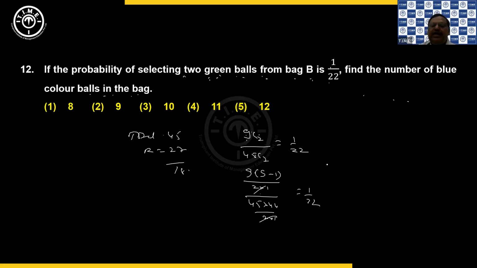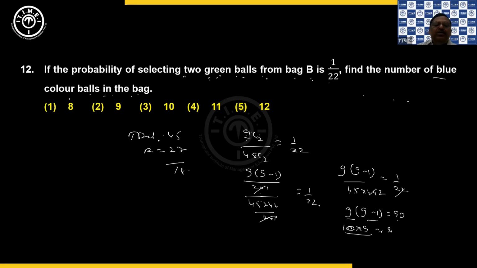You know, 2 into 1, 2 into 1 gets cancelled. G into G minus 1 by 45 into 44 will be 1 by 22. You can see students 22 2s, 45 2s, 90. G into G minus 1 is 90 means, two consecutive numbers product is 90 means G must be 10. 10 into 9 only 90. Yes or no? Let's not write equation for that. So G is how much please? 10. He is asking number of blue balls. Students, out of this 18, if G is 10, blue will be 8.